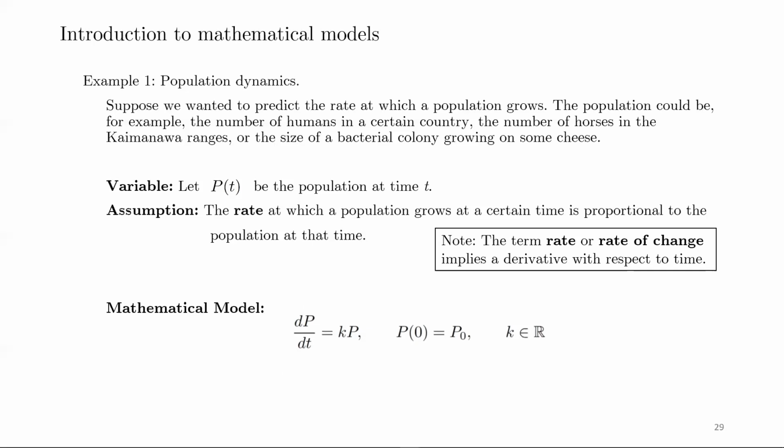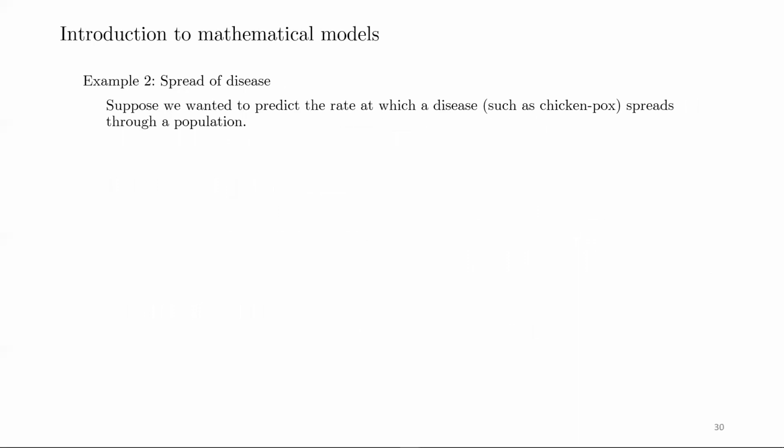And of course there are some much more complicated and much more advanced models than this quite simple one, but this is basically the starting point for a population dynamics model. Okay, and in a somewhat related example, we can look at the spread of diseases. So suppose we wanted to predict the rate, the important word again, rate, at which a disease such as chickenpox spreads throughout a population.